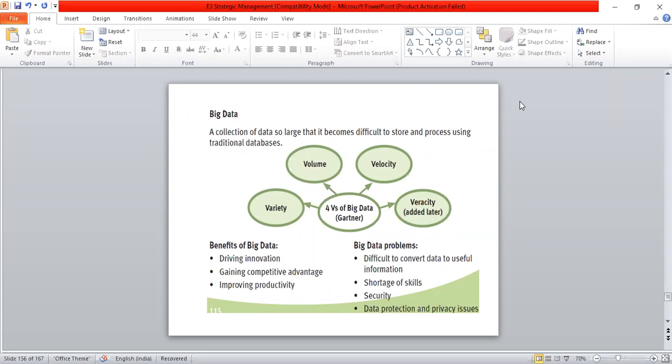Okay. After that, what are the big data problems? The big data problems are that it is difficult to convert data to useful information. It is analyzed, the conclusions are there, but because of the application part of it, it is difficult to convert data to useful information.